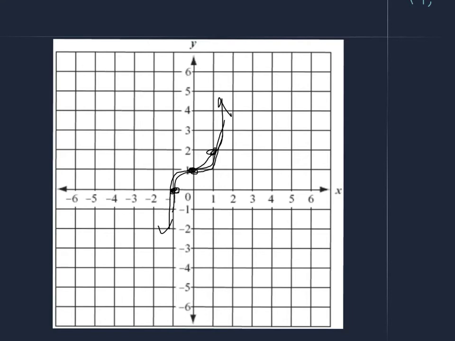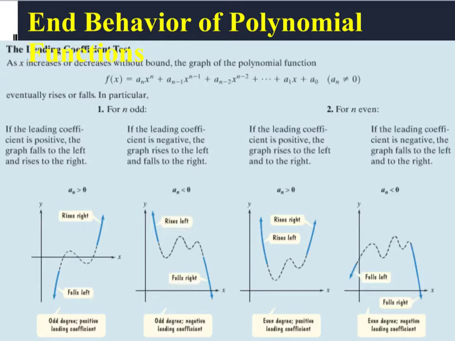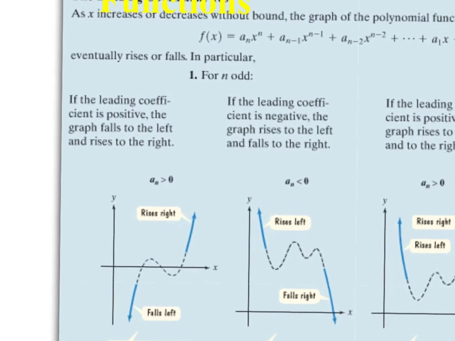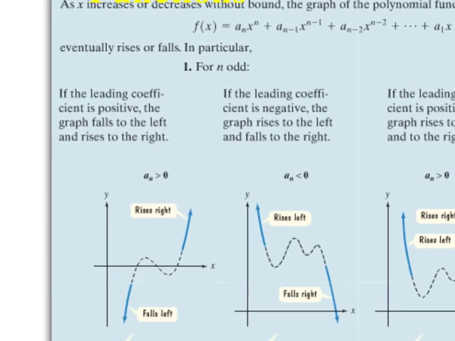Or increasing, I should say, from the left to the right. So let's take a look at this table here. It's our end behavior of polynomial functions. When I have a polynomial function that has a degree that's odd, meaning the highest exponent I see for the polynomial function is an odd number, the ends of it are going to look like our cube function.